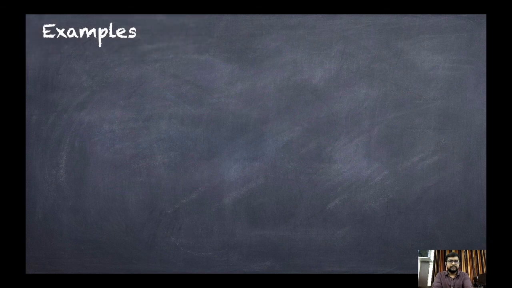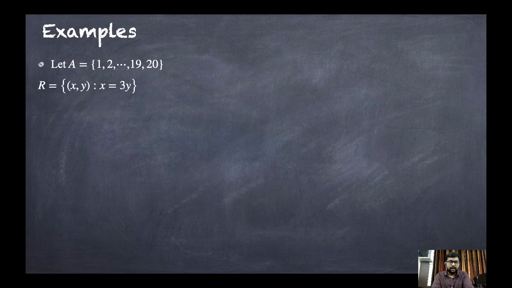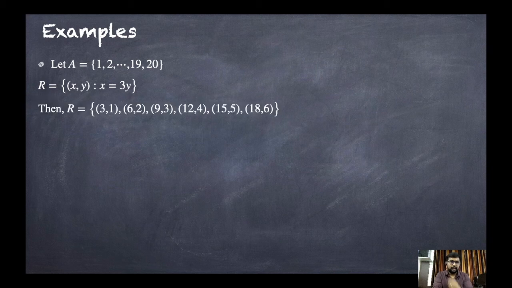Let us discuss examples. First one: let capital A be the set 1 up to 19, 20. So there are 20 elements, and the relation R is defined, this is the roster method, as the set of all (x, y) such that x equals 3y. So this is the condition. Then what will be R? Here it is the ordered pair (x, y) where x equals 3y.